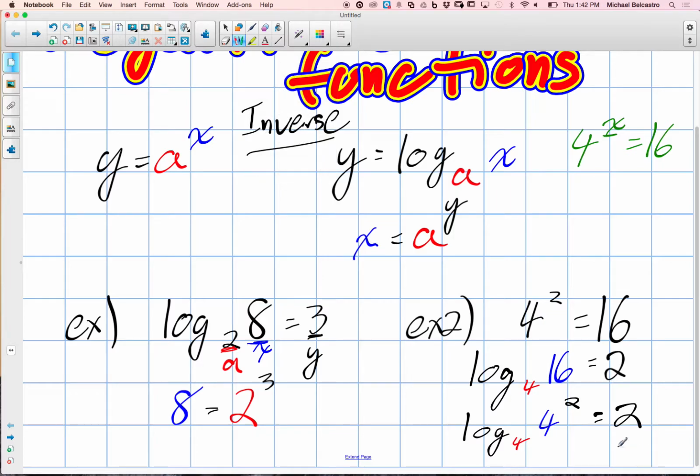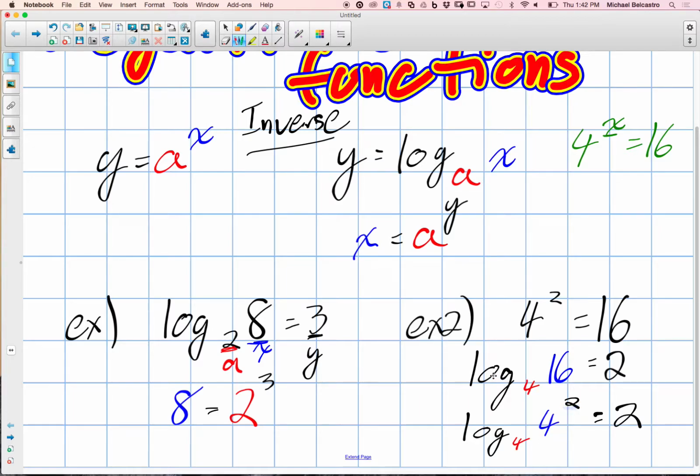Sometimes logs are written this way so that we can easily see what they're equal to. If the subscript is 4 and the base is 4, or in other words, if the subscript and the base in the log are the same, it's going to be equal to whatever the exponent is. So that's just writing logs from exponential functions to logarithmic.